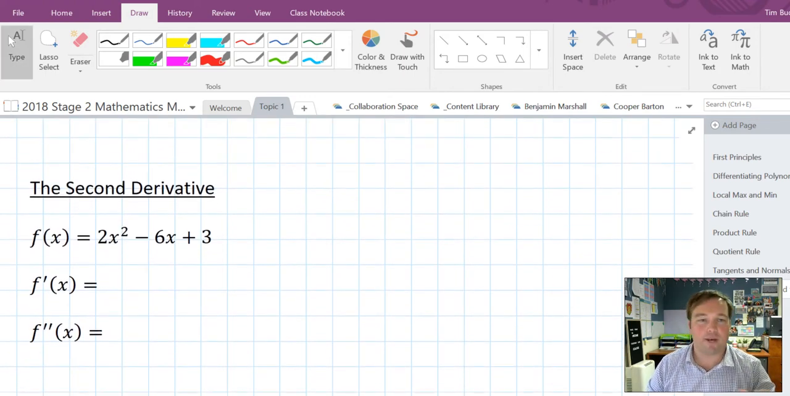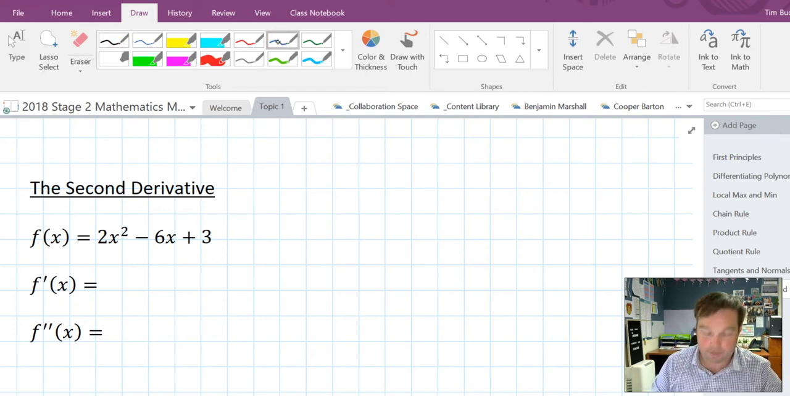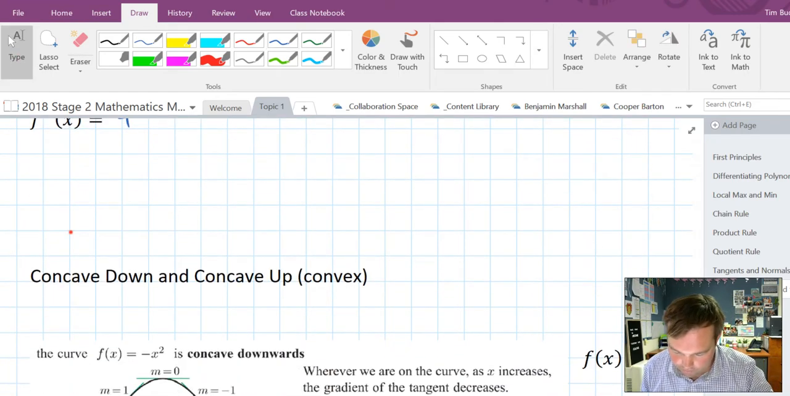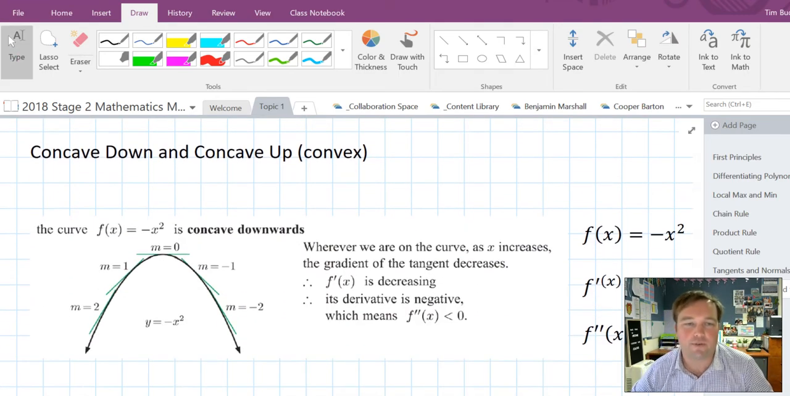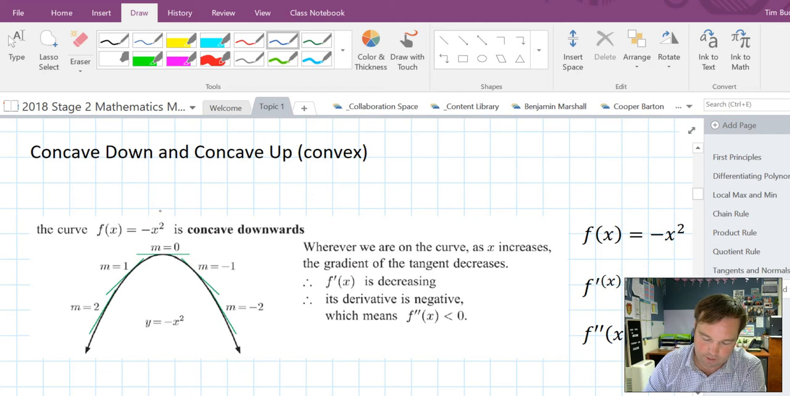But first, let me talk about the second derivative. Now, the second derivative, I think, is quite a simple concept, at least algebraically. Graphically, it makes it a little more difficult to interpret. First of all, the first derivative of this is 4x take 6. The second derivative, you just do the same again, so it's 4. Now note, here we use the second derivative to determine whether something is concave down or concave up. Now, concave down is this function here.